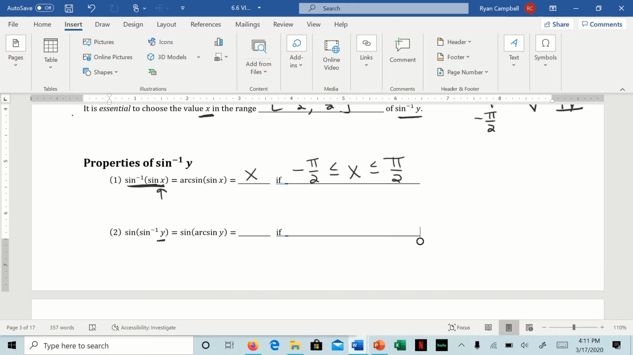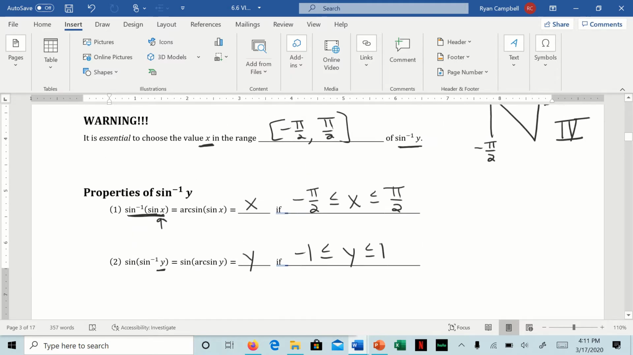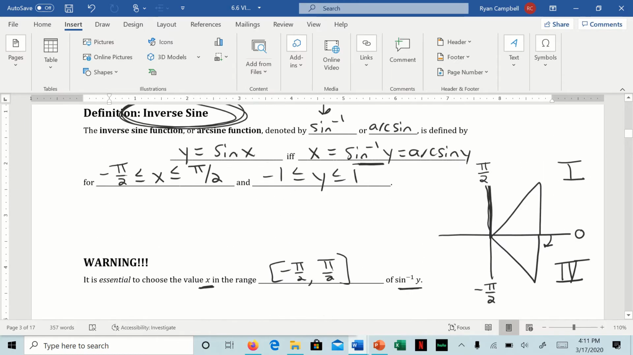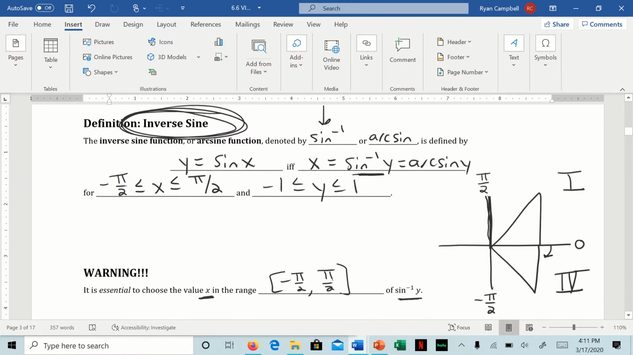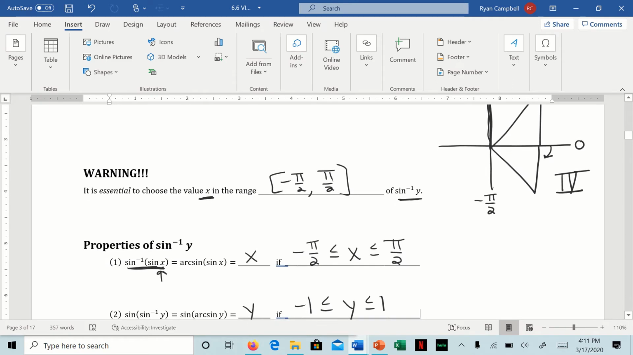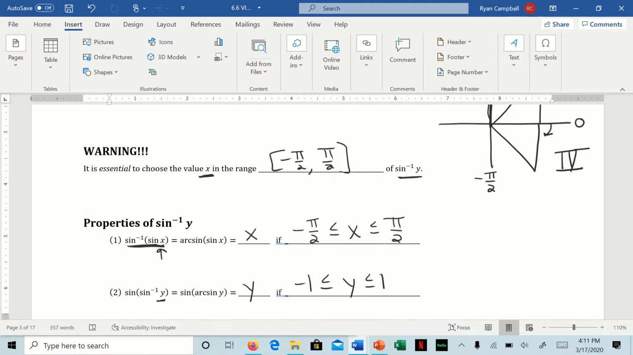All right, if we also plug in y into the inverse and then back into sine, we should just end up with y only if what? What do you know about y? It's between -1 and +1. Good. So these graphs are going to be very helpful for this stuff. This is how I do it, how I kind of can get my head around these kinds of things. If I know what the graphs look like, I can kind of go from there.